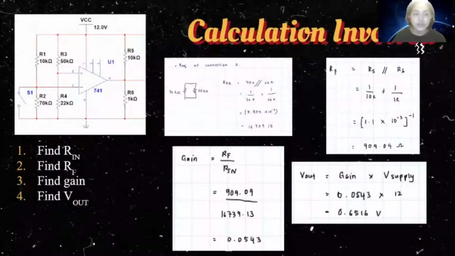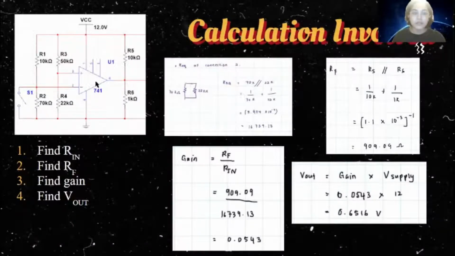So I will continue the presentation. Okay, so this is the calculation that is involved in our project design. We integrated the resistance in parallel formula, and we also use some formulas for the op amp. The first one is we find the R input for connection 2 on the op amp, which is here.